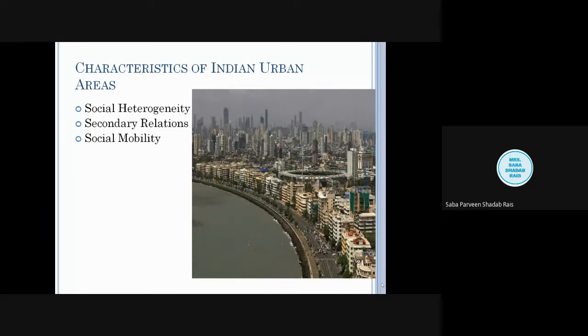Where you have taken birth is least important in the urban areas. Here the most important thing is what you achieve, what your educational qualification is. As per your educational qualification, your hard work, your talent, your intelligence, you will be getting the social status rather than by your parents' income or your parents' social status.